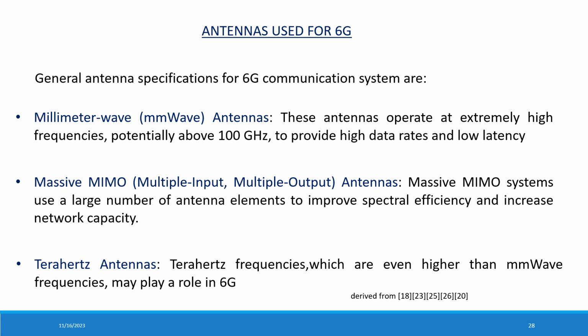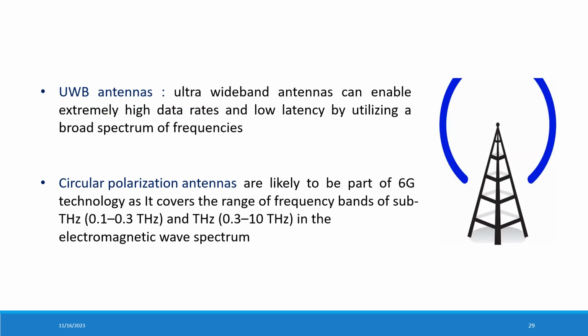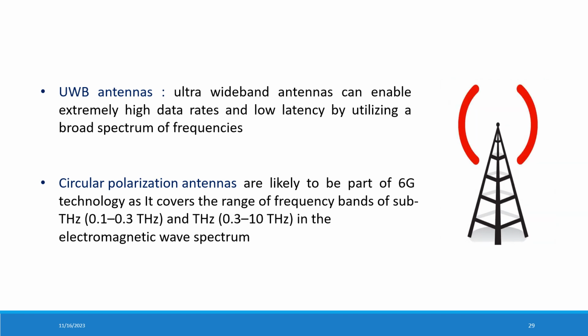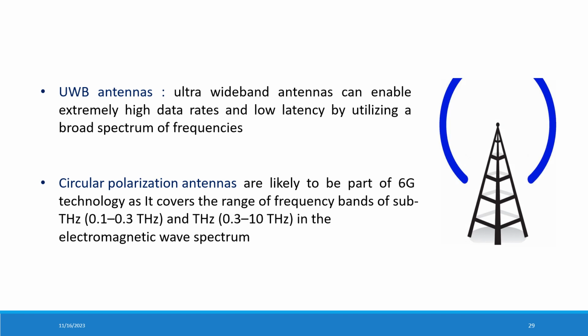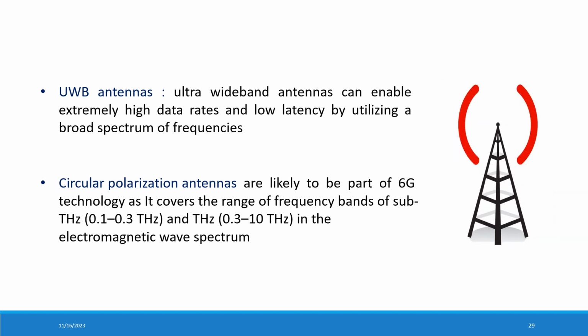And terahertz antennas play a major role in 6G, which provide higher frequencies than millimeter wave frequency. Then the UWB antennas, that is the ultra wideband antennas, that enable extremely high data rate and extra low latency by utilizing a broad spectrum of frequency.